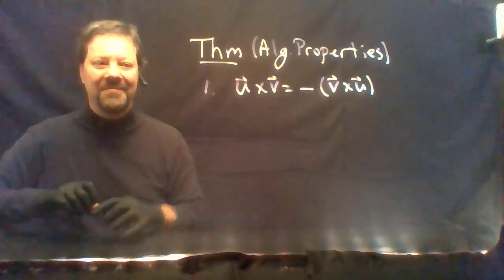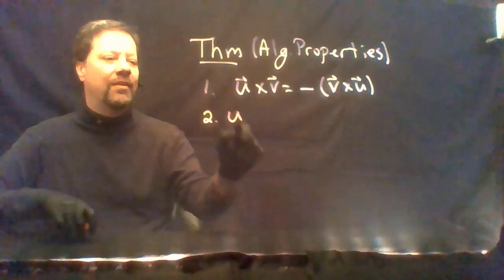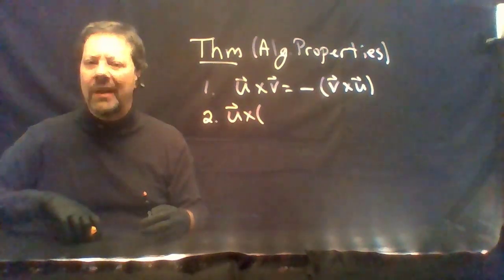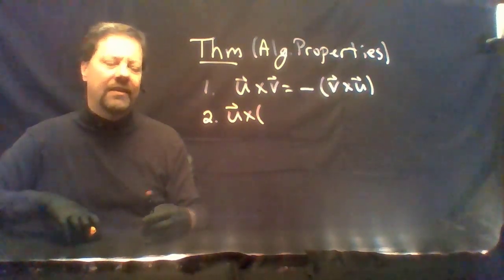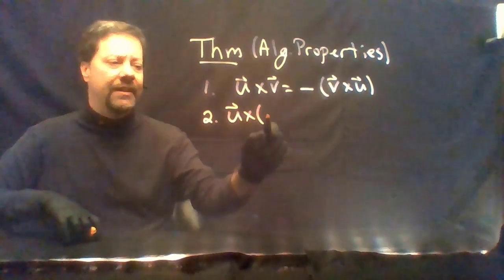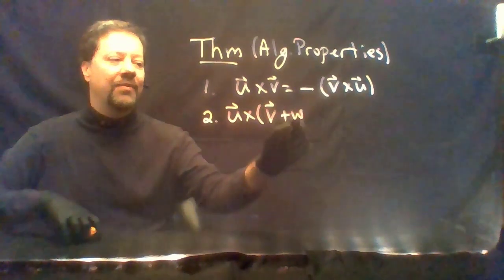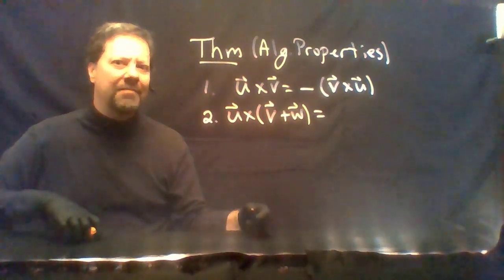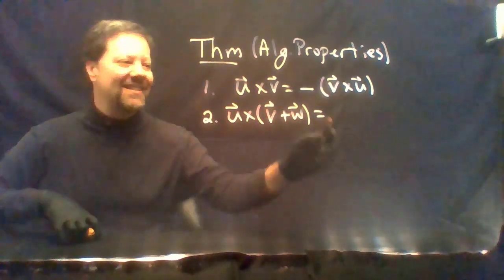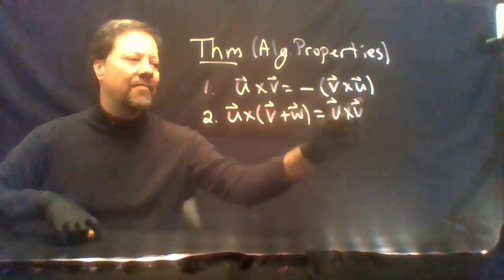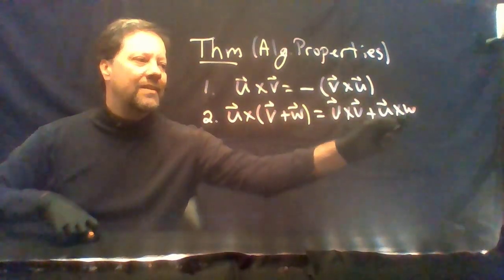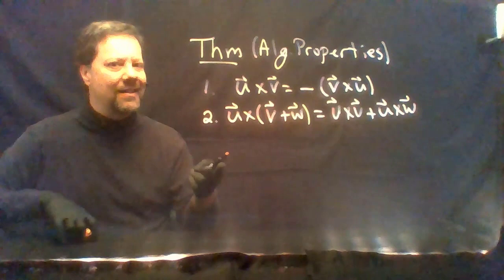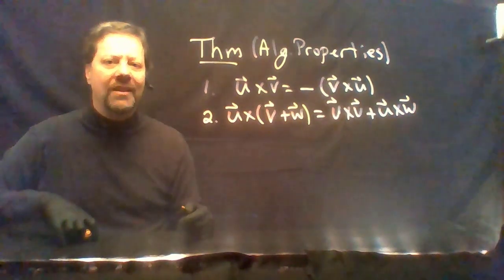We will prove this. 2. We need to explain how the cross product works in relation to the other operations that we have defined, and in particular, with respect to vector addition, v plus w. In other words, is there a distributive law? And the answer is yes. You get u cross v plus u cross w. Make sure you put the factors in the correct order. The cross product is not commutative, so it matters what order you write these factors.